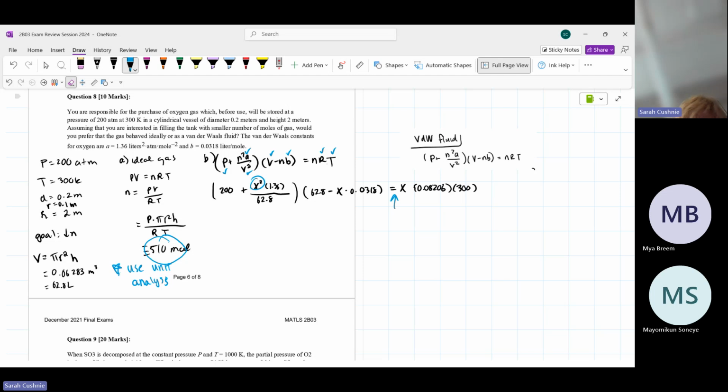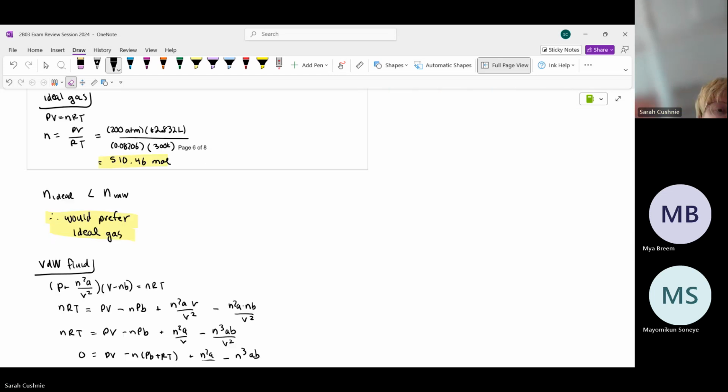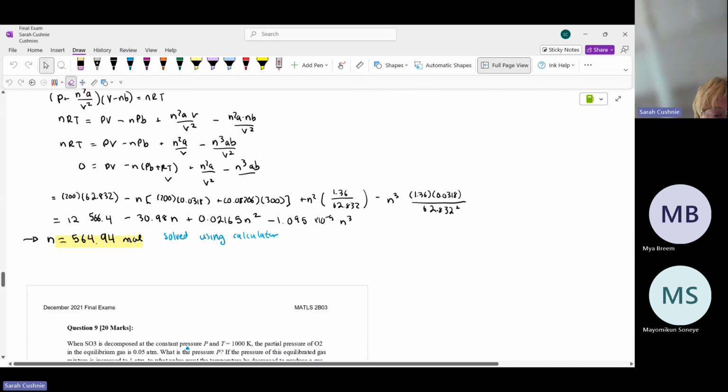Give me a sec. X times 0.08206 times 300. Just solve. Now we'll see if this actually matches what I got last year, because last year when I solved it, I got 564.94.